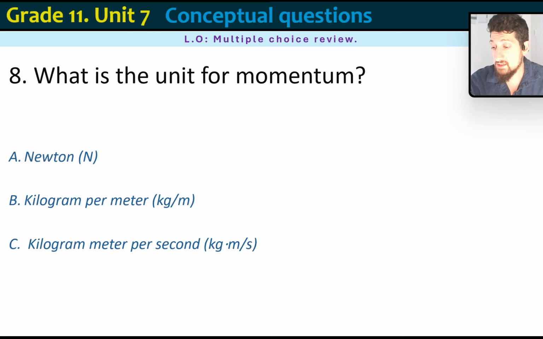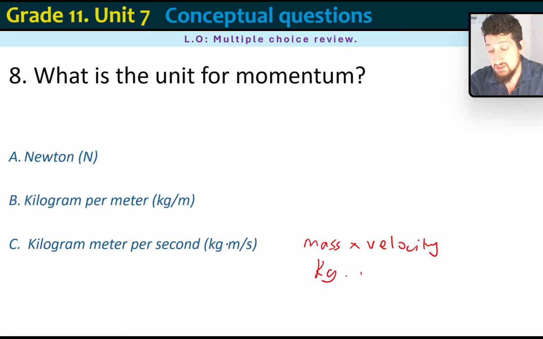Let's go to question 8. What is the unit for momentum? Is it Newton? No, that's the unit for force. Kilograms per meter? Nope. Kilogram meter per second? Yes, because momentum equals mass times velocity. And so what's the unit for mass? It's kg. What's the unit for velocity? It's meters per second. So that's it.